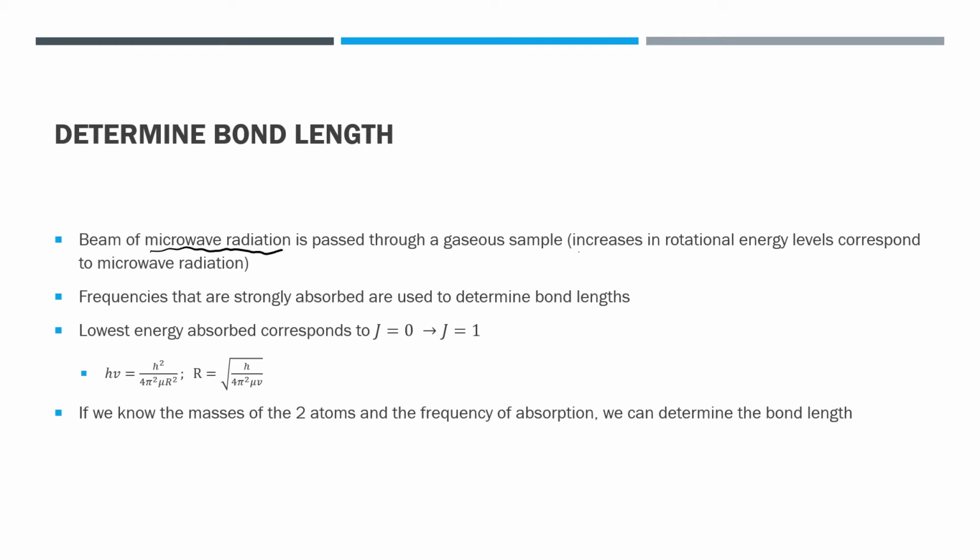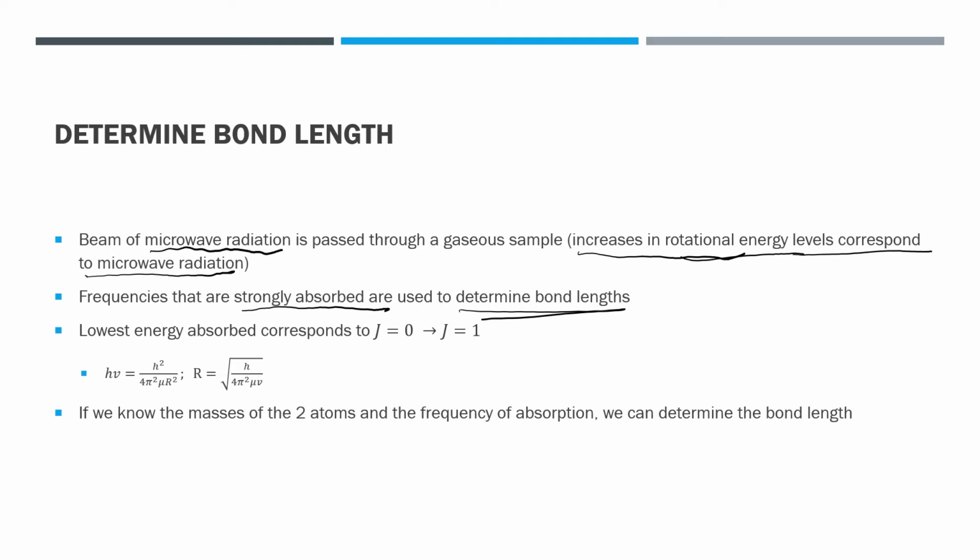These increases in rotational energy levels will correspond to microwave radiation, but also the frequencies that are absorbed are going to be used to determine bond length. When we see a dip in the spectrum, when we see that a certain frequency is being absorbed, we know that corresponds to some increase in energy level, and we can use that information. We can use what was absorbed to determine the bond lengths. So how exactly do we do that? Here's one way we can do that.